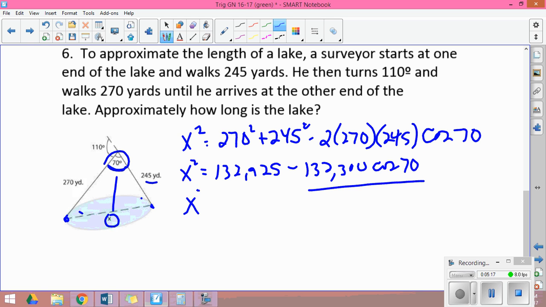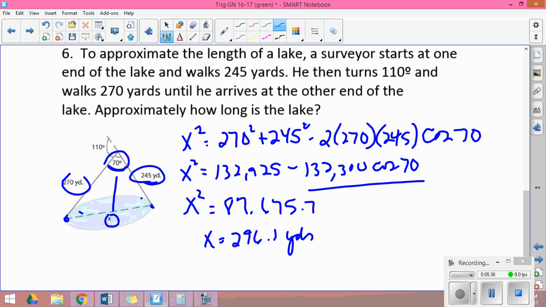And when I get down here, I end up with x squared is equal to 87,675.7. And so x is 296.1 yards. And again, that feels pretty within reason based on the other measurements we have.